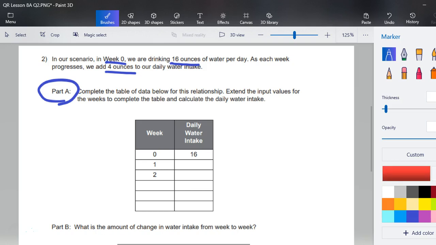If we're going up by 4 ounces, week 1 we would be at 20, week 2 at 24. To complete the table given, we would then be at 28, add 4, add 4.